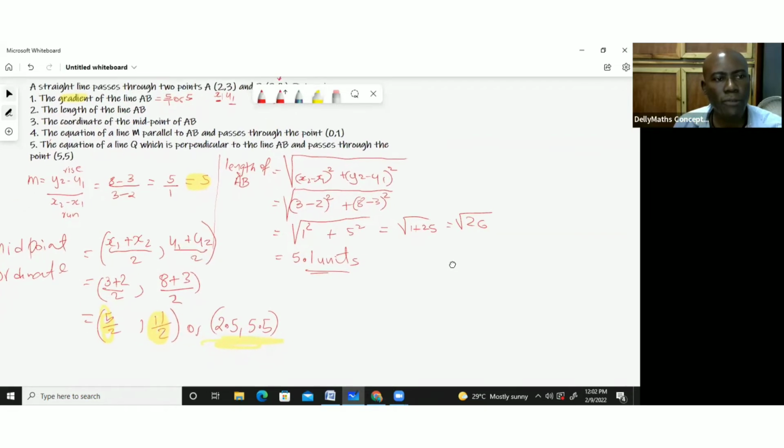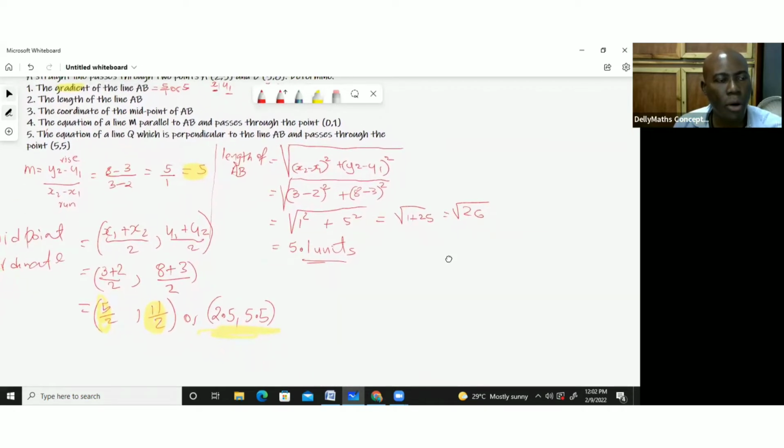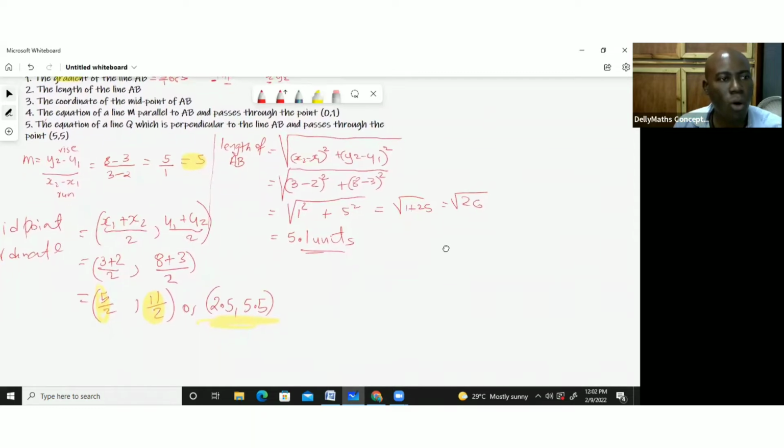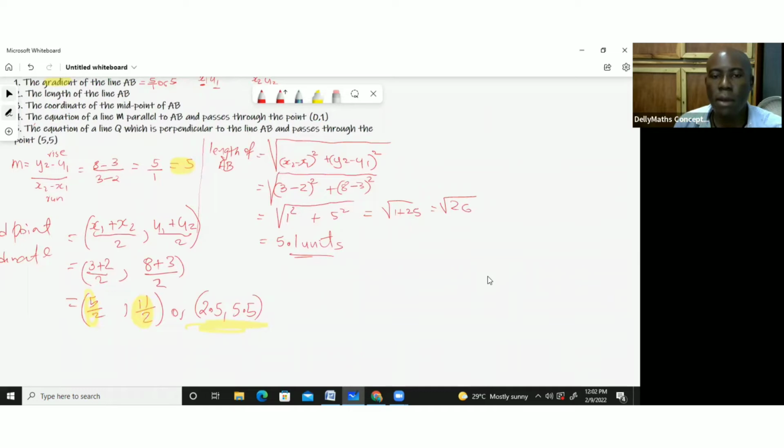All right, so we're pushing forward now. We're at the section where we're looking at number 4, which is the equation of a line parallel to AB. Remember that when two lines are parallel, say if this is A and this is B, and it's parallel to another line we call M, they are equal in distance apart, which means that they share the same gradient. They share the same slope. The gradient of this one was 5, which means that the gradient of M is also 5 because they are parallel.